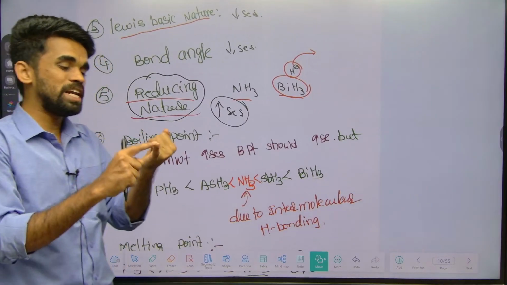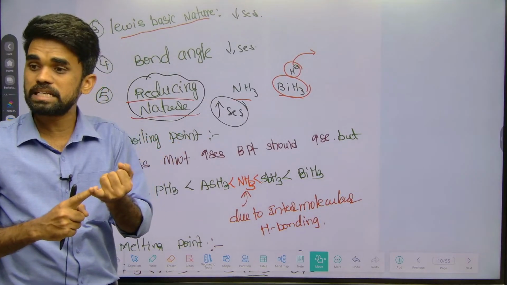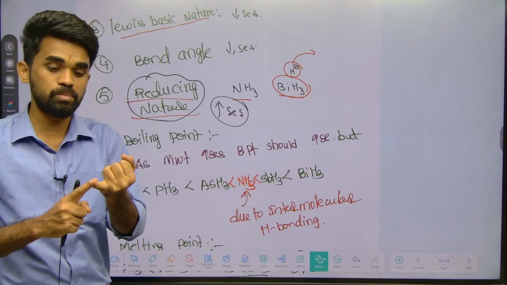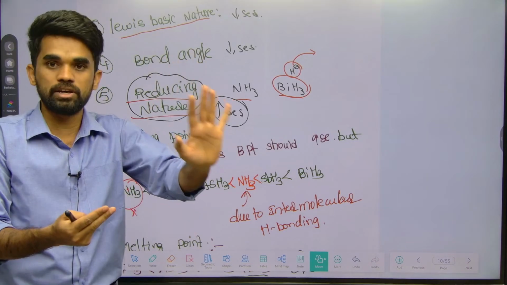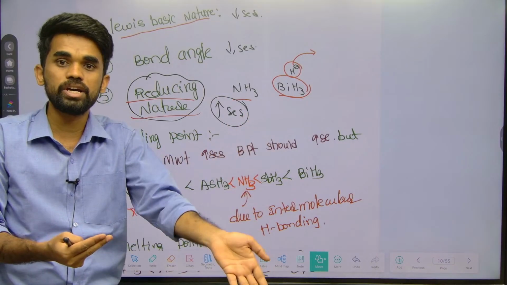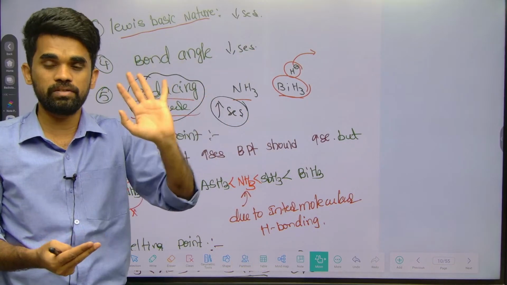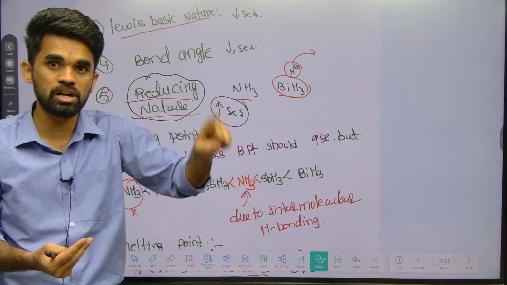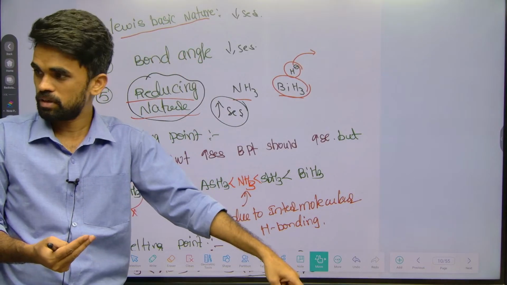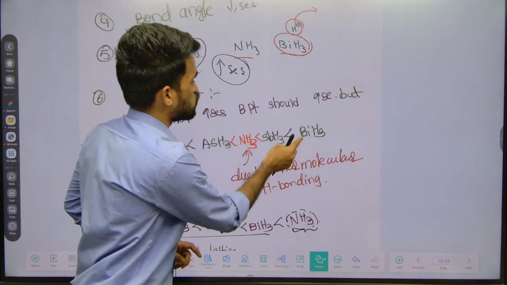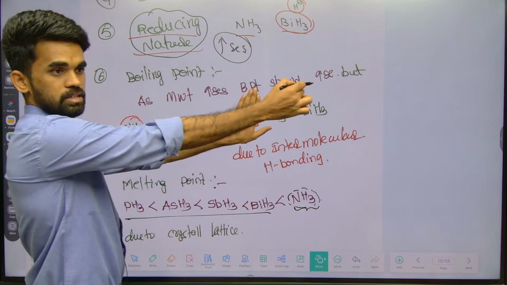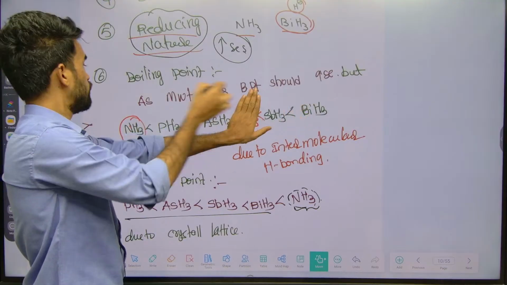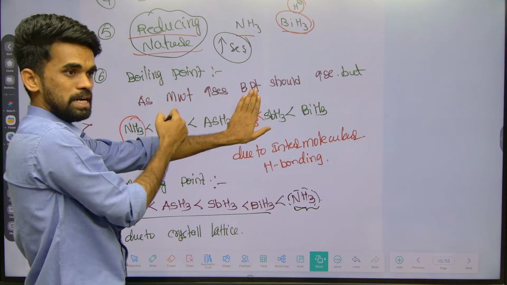When it comes to boiling point and melting point, what am I saying next? Boiling point and melting point should increase with increase in molecular weight. So which has the highest molecular weight? The bottom one. So what should be the order? Something like this. Yes or no? What am I talking about? Boiling points and melting points.